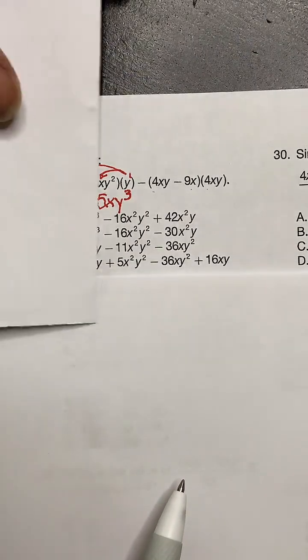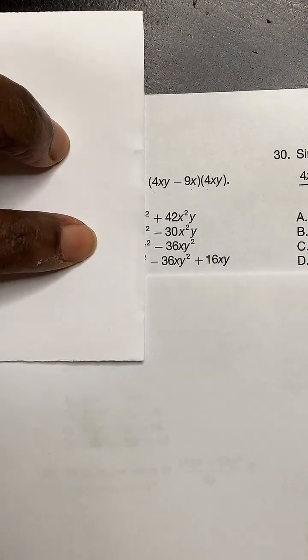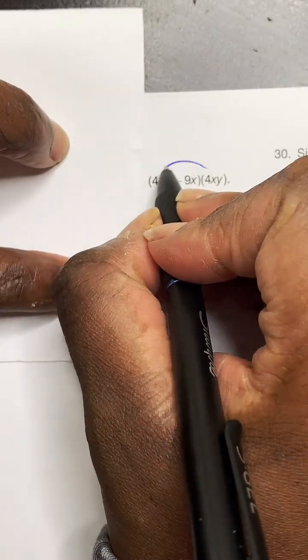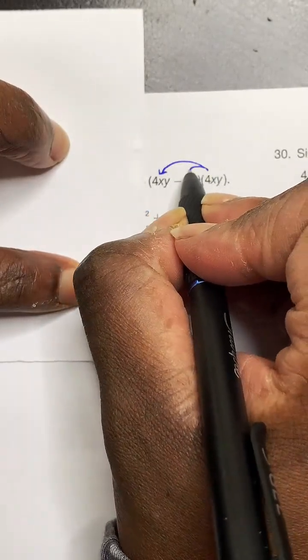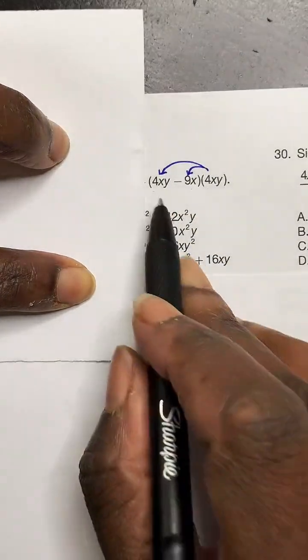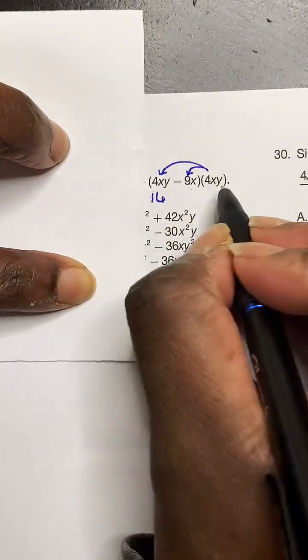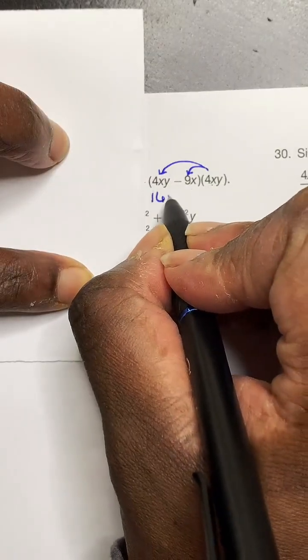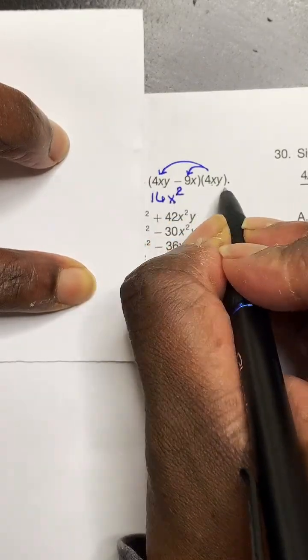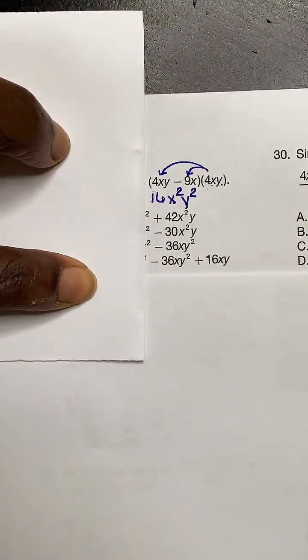All right, so now we're going to take it to the other side. Hopefully this is helping a little bit. So now we're going to distribute this 4xy to everything in its parenthesis. 4 times 4 gives us 16. X times x gives me x squared. Y times y gives me y squared. Okay, remember when you're multiplying and they're the same base, you're adding the exponents.